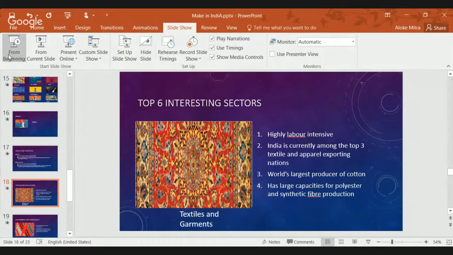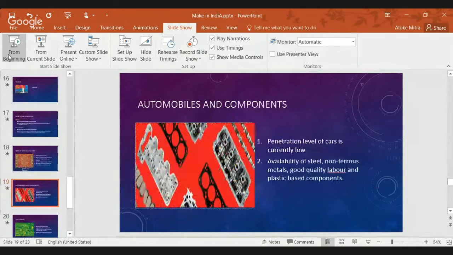The next interesting sector would be automobile and components. India can consolidate its position as a global auto hub because the penetration level of cars in India currently is still quite low. Future prospects of this sector are intact with the availability of steel, non-ferrous metals, good quality labor, and plastic-based components.